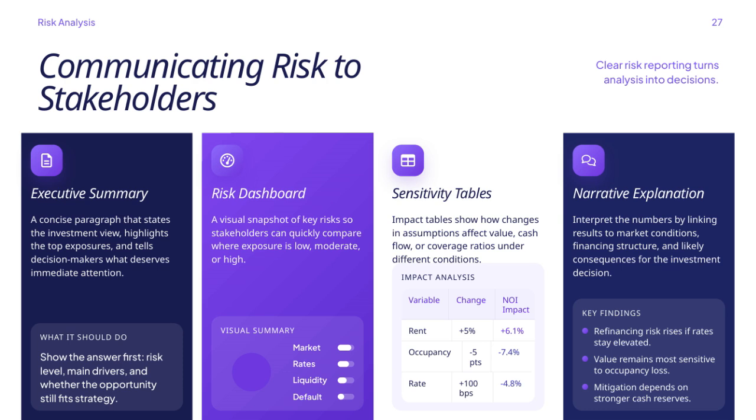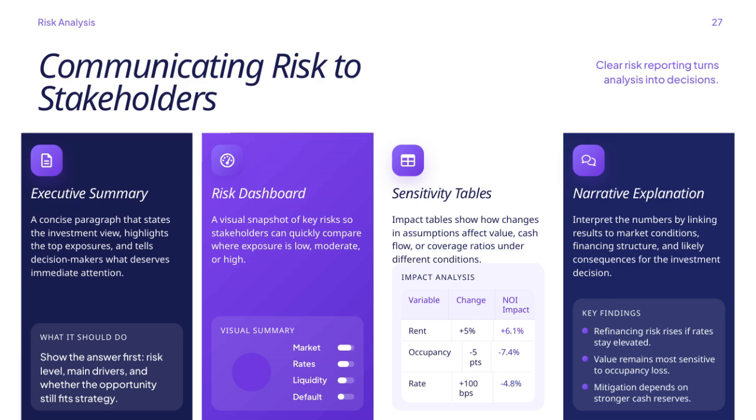A risk dashboard serves as a visual snapshot of key risks, covering areas like market, rates, liquidity, and default. This allows stakeholders to quickly assess where exposure is low, moderate, or high, making comparisons straightforward and effective. Sensitivity tables break down how changes in key variables, such as rent, occupancy, and rates, impact net operating income. For example, a 5% increase in rent might boost NOI by 6.1%, while a 5-point drop in occupancy could reduce it by 7.4%. These impact tables illustrate how shifts in assumptions affect value, cash flow, or coverage ratios under different scenarios.